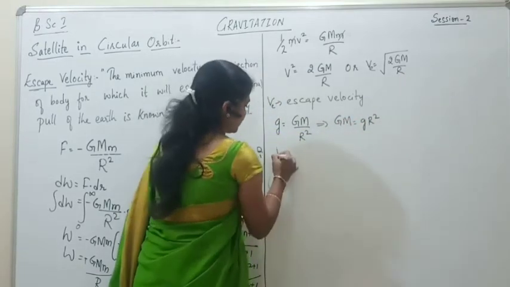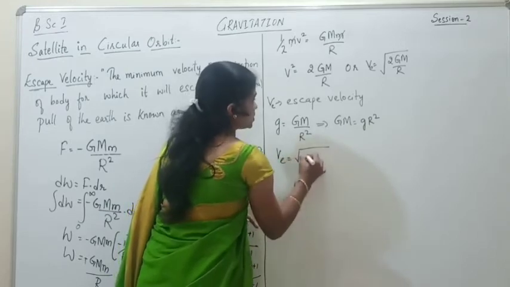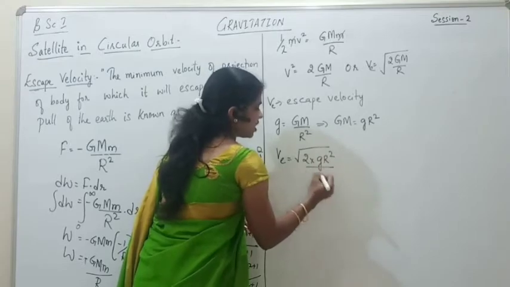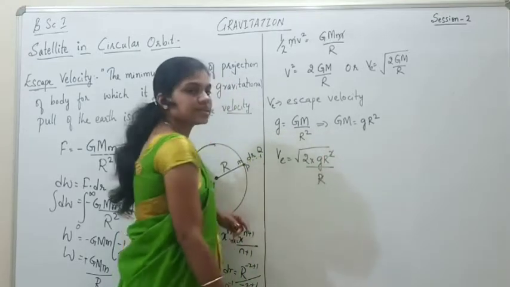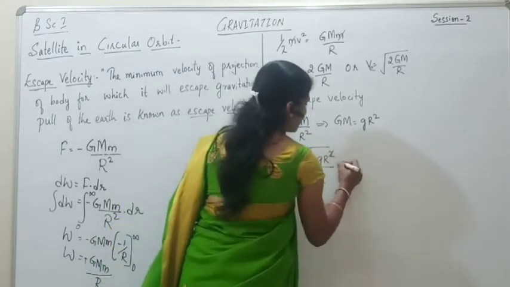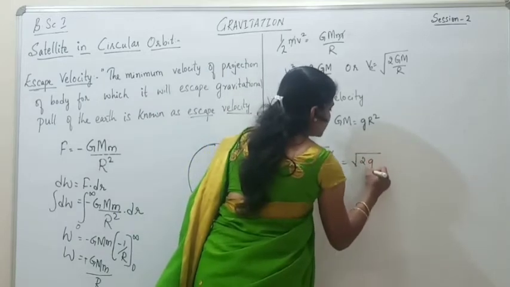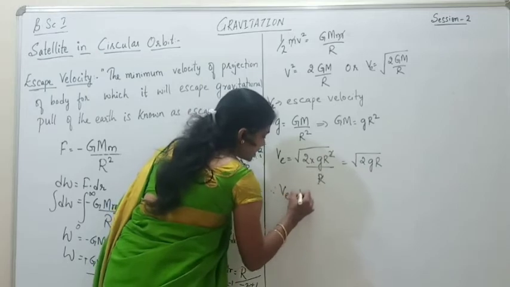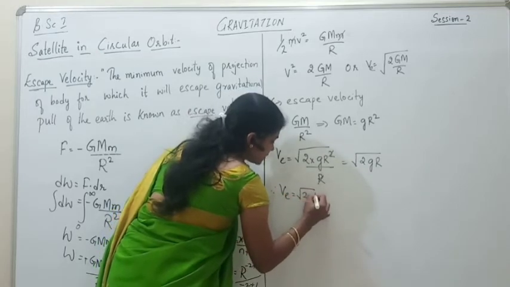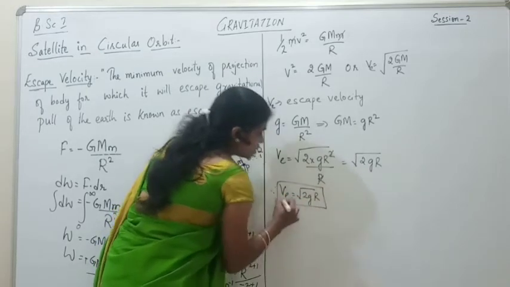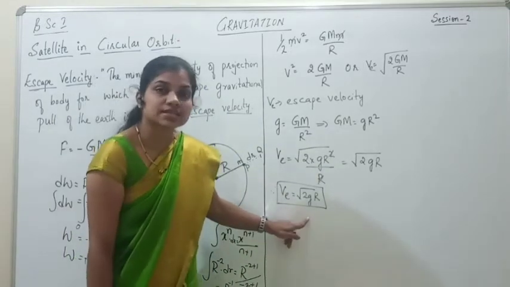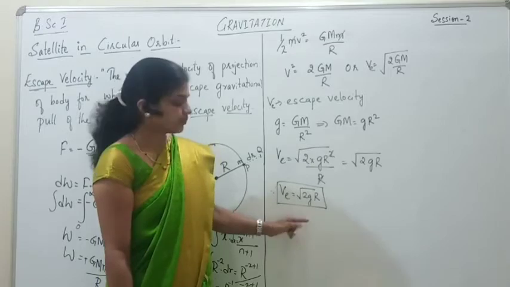So what will I get there? VE is equal to square root of 2 into g into R square upon R. So one R gets cancelled, and we have square root of 2gR. Therefore, I can write the escape velocity formula as VE equals root 2gR, where small g is acceleration due to gravity.